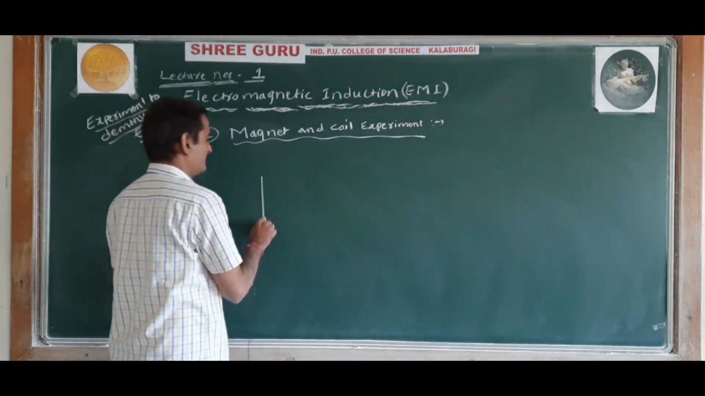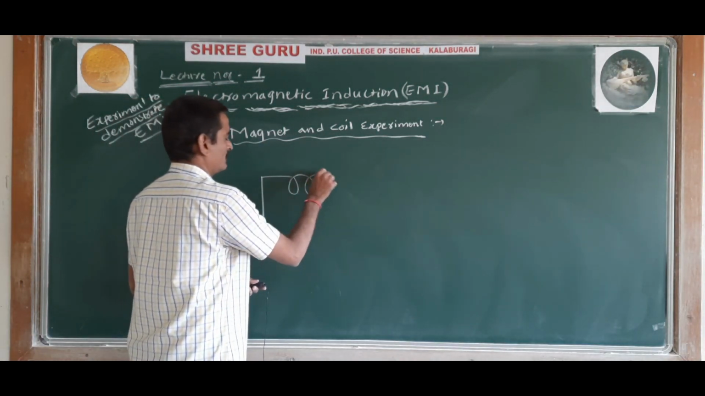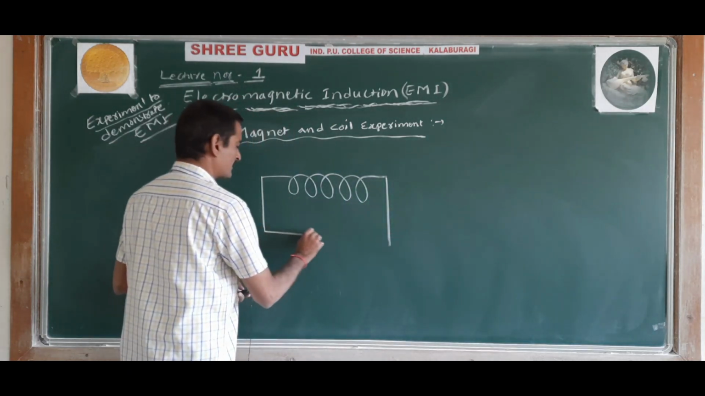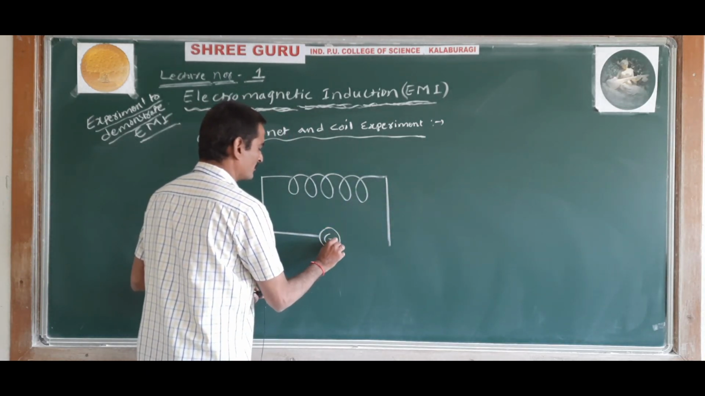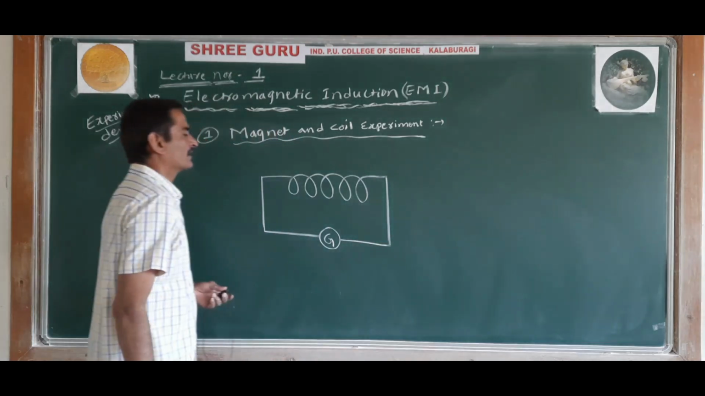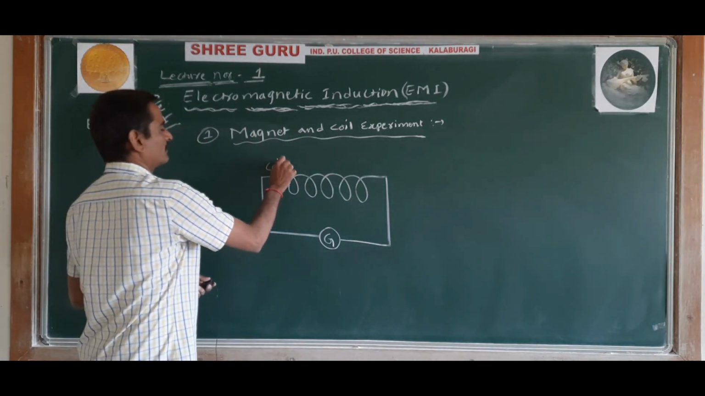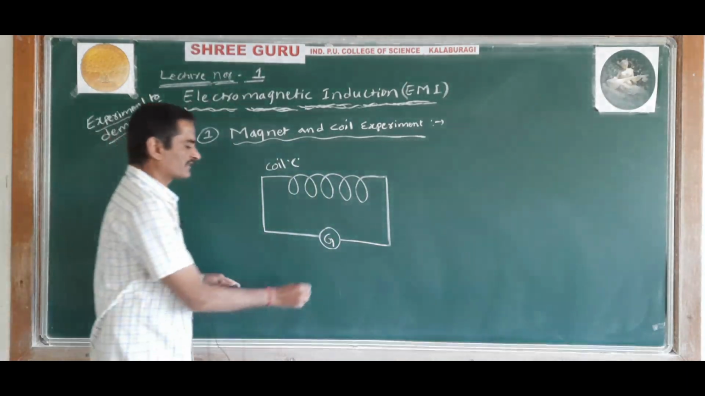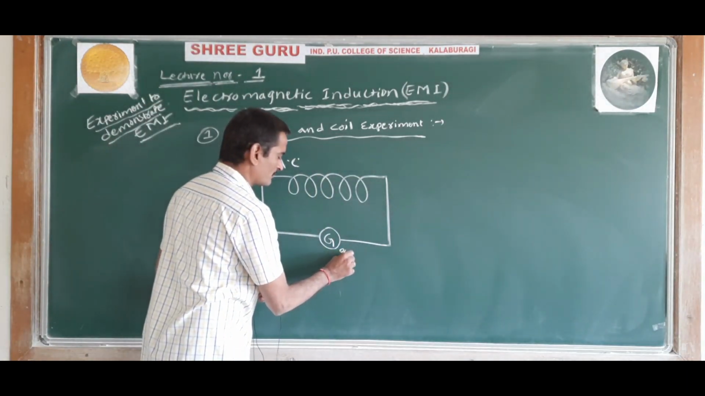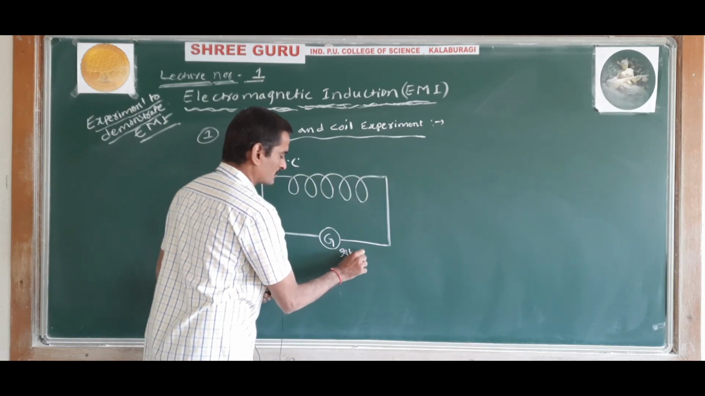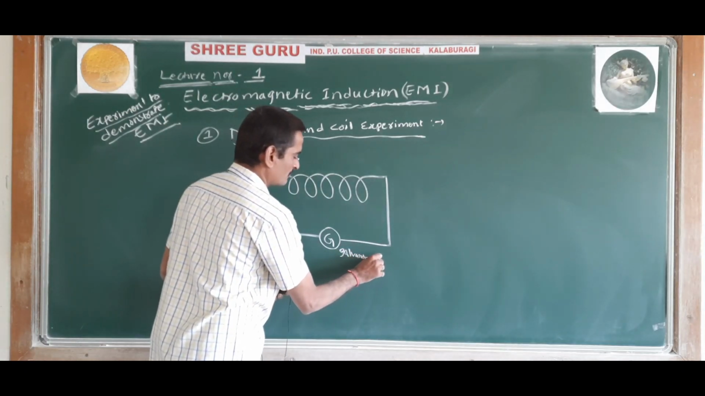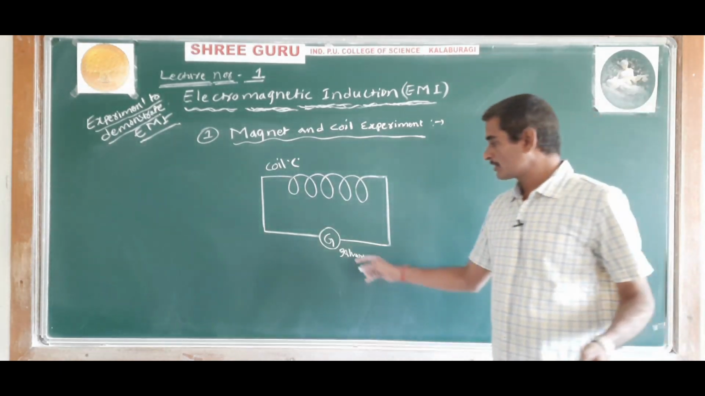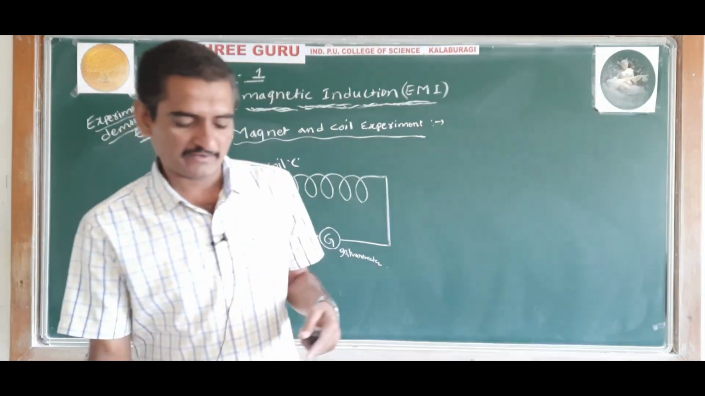So there is a coil, a coil connected with a sensitive galvanometer. Say it is coil C. Coil C is connected to a sensitive galvanometer. Do you know about the galvanometer? What is a galvanometer? What is the purpose of using a galvanometer?